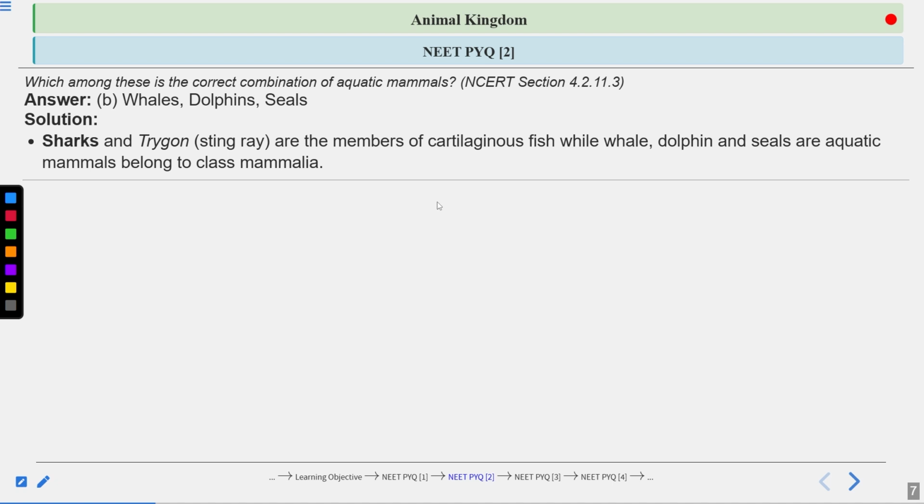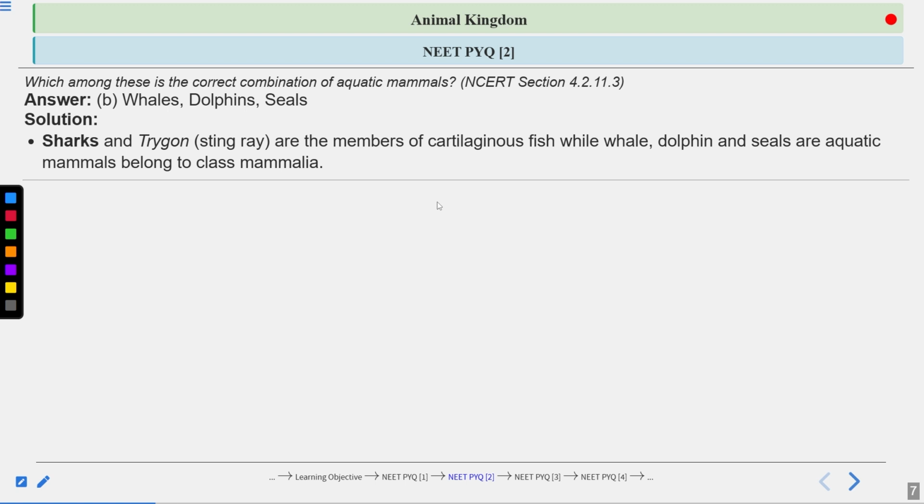Shark and trigon, the other options have either trigon or the shark. These are the members of the cartilaginous fish. The rest of the options have either the shark and trigon or the trigon along with the other two mammals. These two are members of the cartilaginous fish; they are not mammals. While whale, dolphin and seals are the aquatic mammals that belong to the class Mammalia.